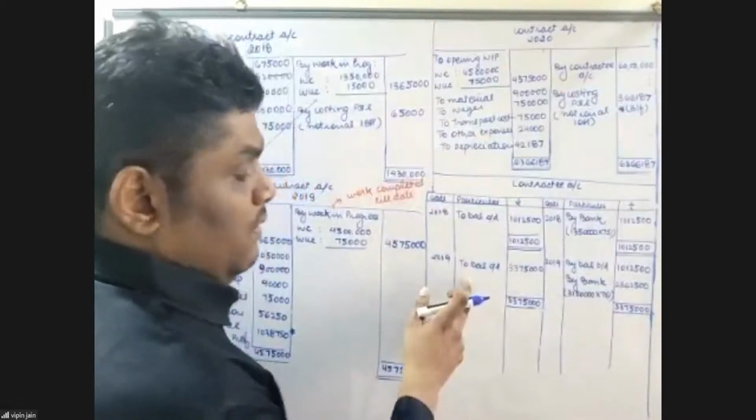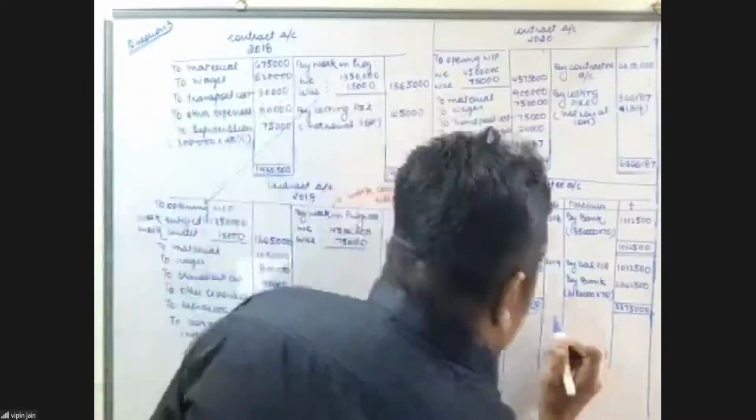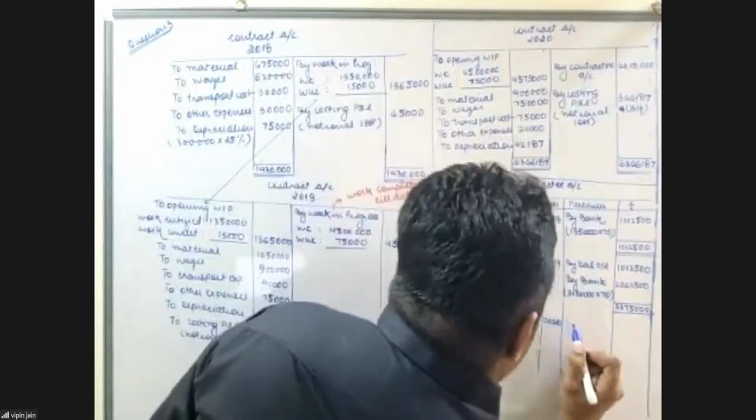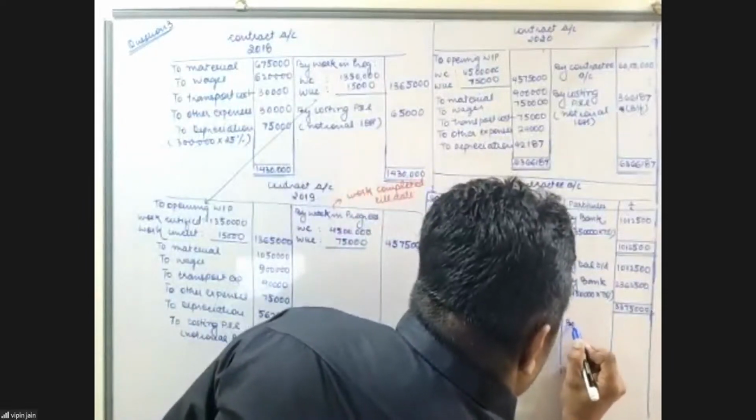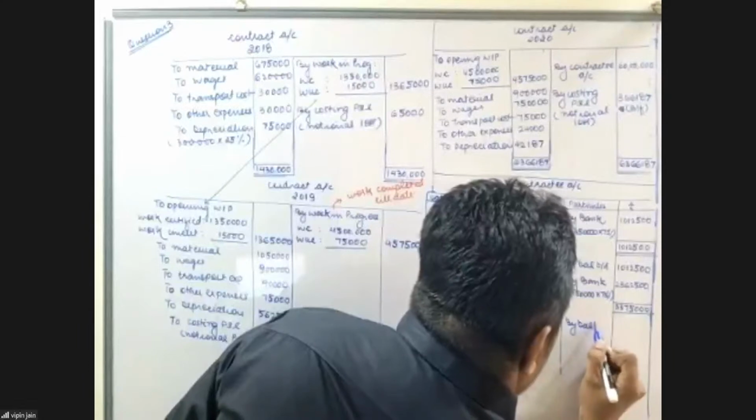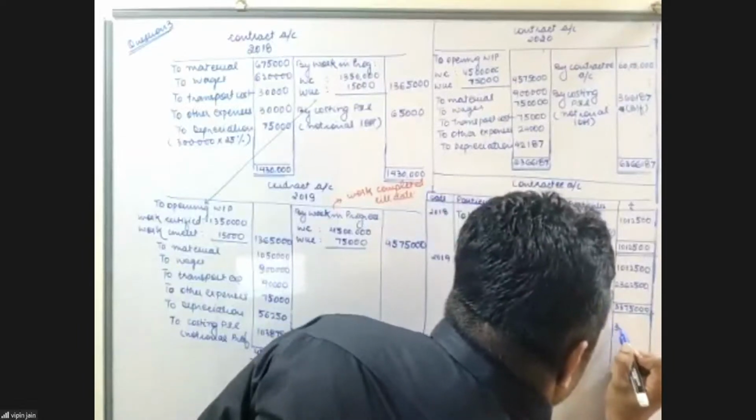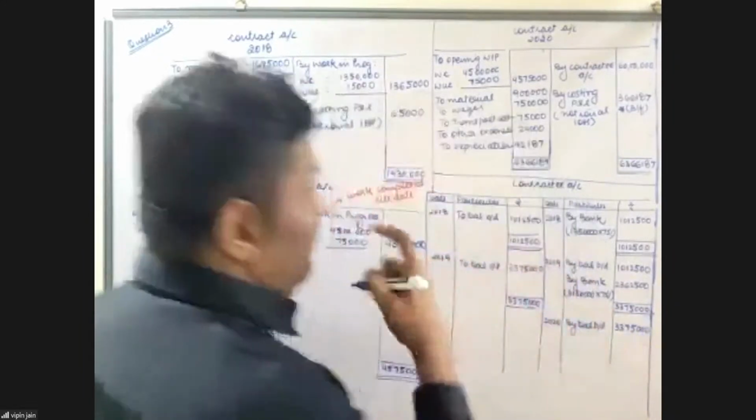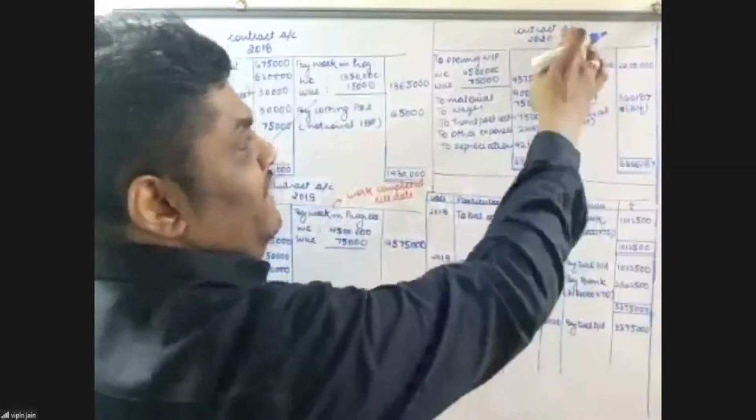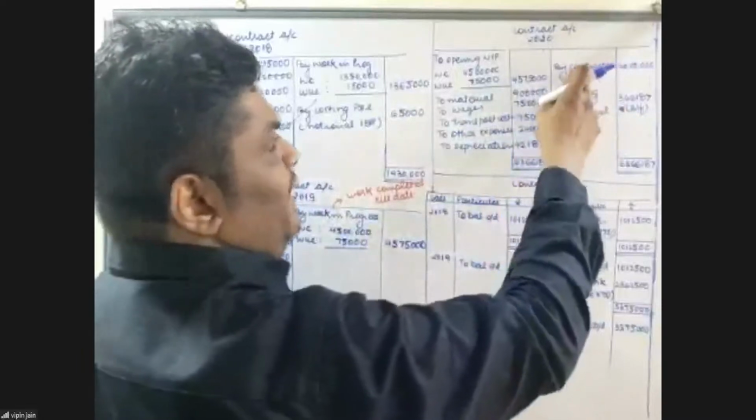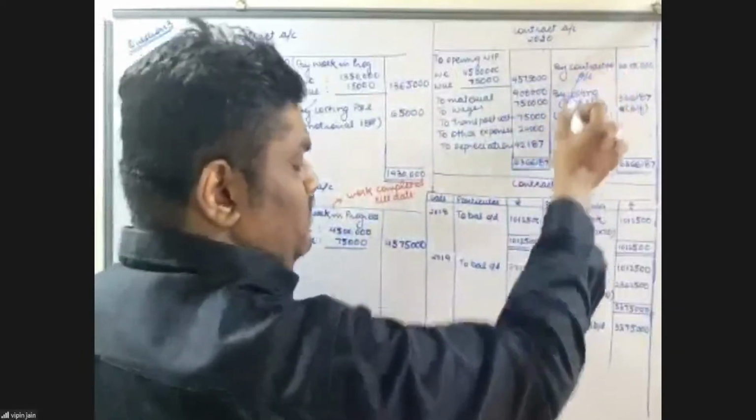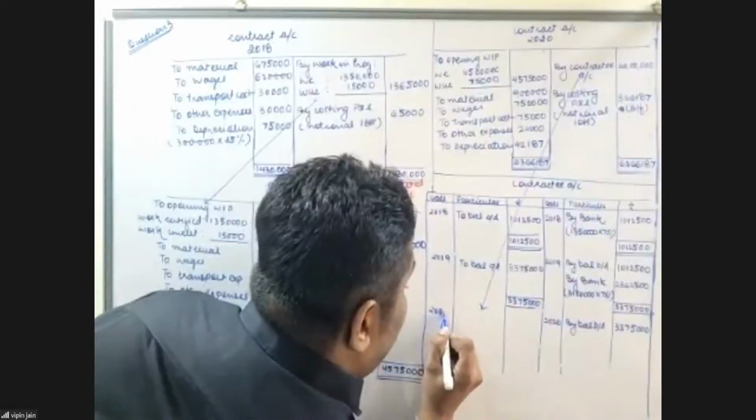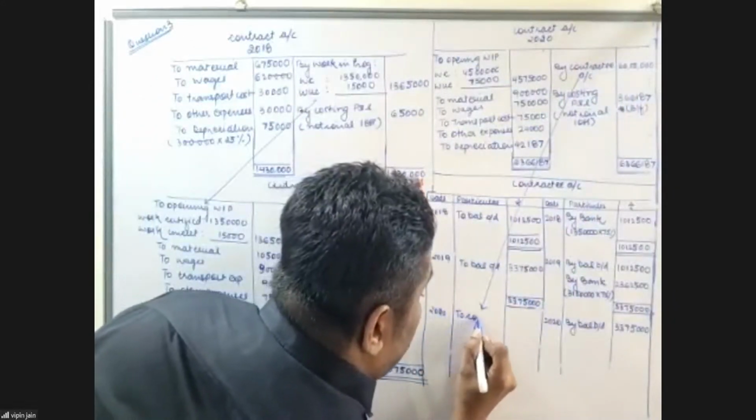Now, for the next year, the opening balance will be 33,75,000. So by balance brought down, 33,75,000. Now herein we have written in 2020, that is the contractee account. So it will come here for the year 2020. It's the contractee account.